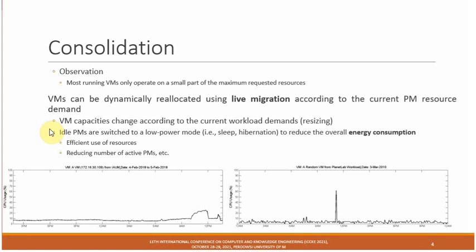Observation of resource utilization by virtual machines in cloud data centers shows that most running VMs only operate on a small part of the maximum requested resources. We can use live migration based on the current resource demand by VMs to place them on a reduced number of active physical machines. This is called VM consolidation. As defined, VM consolidation reduces the overall energy consumption in cloud data centers.